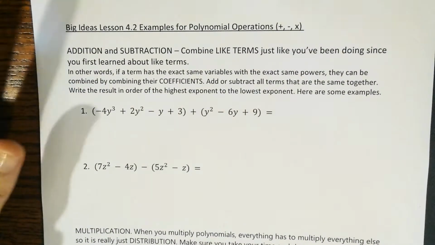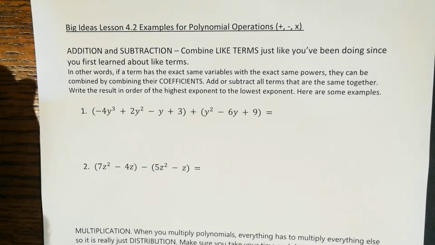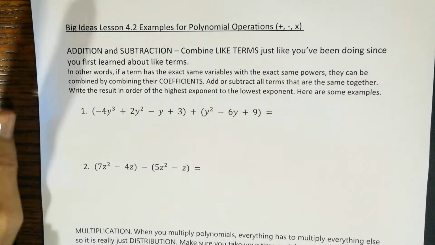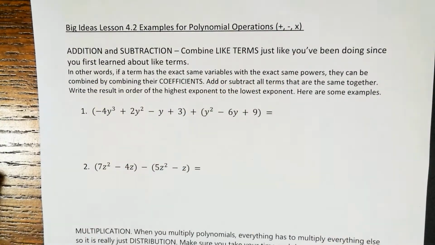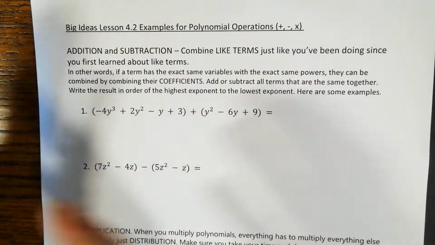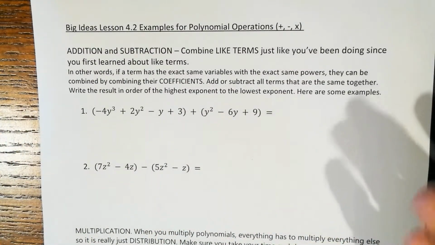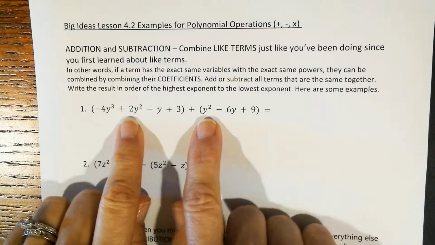Addition and subtraction is combining like terms. You've been doing this since probably 7th grade, so I'm just going to remind you what you know. If something has exactly the same variable and exactly the same powers, meaning the exponents, you can combine them using their coefficients because they're just like these separate things. So an x and a y can't be added together. They're different variables. An x and an x squared can't be added together. They're different exponents. But an x can be added to an x, a y can be added to a y, a y cubed can be added to a y cubed, but they cannot be added to a y squared.